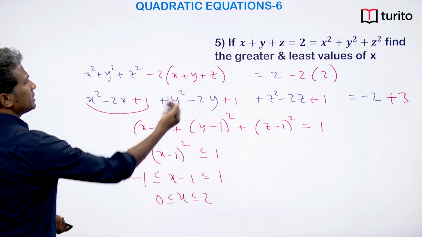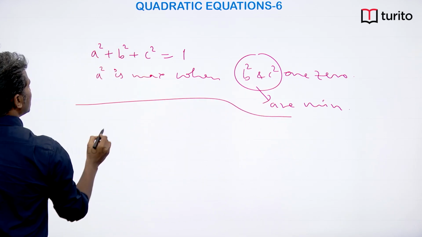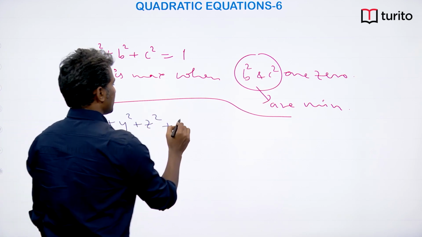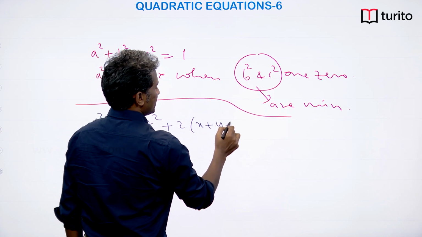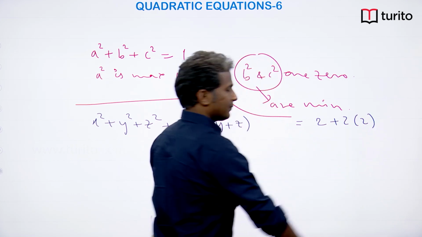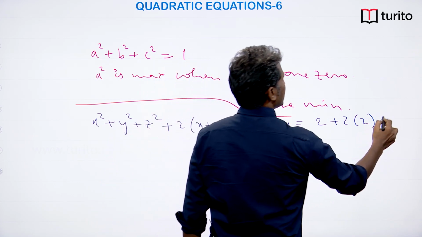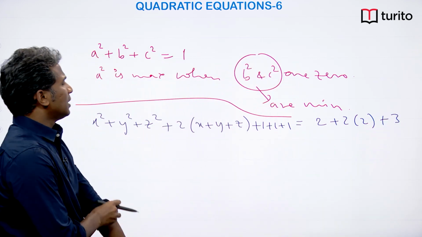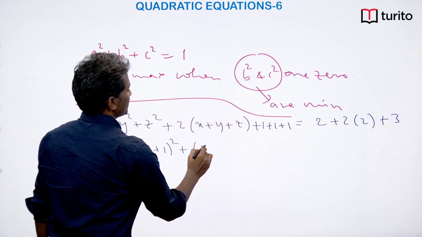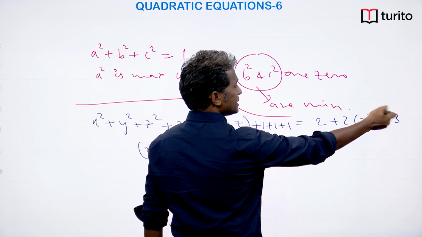For example, the same problem can also be approached using this idea: x square plus y square plus z square plus 2 into (x plus y plus z) must be equal to 2 plus 2 into 2, and we are adding 1 plus 1 plus 1 here, which means we are adding 3 here. Now, if we simplify this, what do we get? (x plus 1) whole square plus (y plus 1) whole square plus (z plus 1) whole square is equal to, how much is the value here?